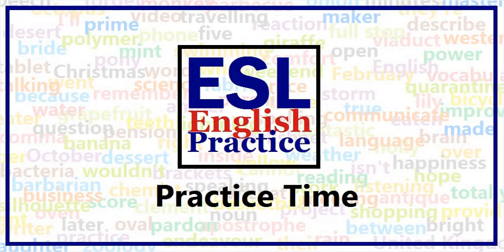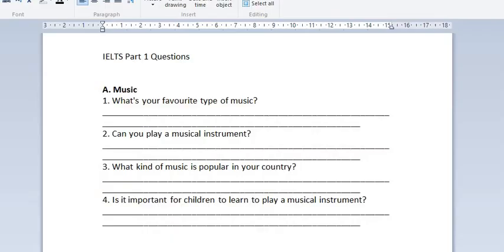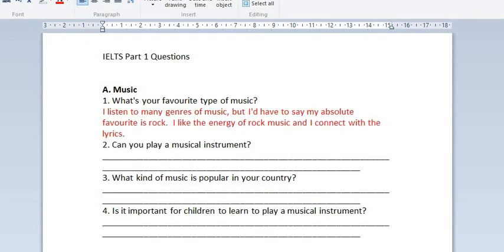Now it's practice time. So let's look at those questions again and write some example answers. So here we have a set of questions all about the topic of music. And the first one says, what's your favourite type of music? I listen to many genres of music, but I'd have to say that my absolute favourite is rock. I like the energy of rock music and I connect with the lyrics. So here I've avoided a one-word answer, I've answered in a whole sentence and then given some extra information. I'm giving a reason for my choice.